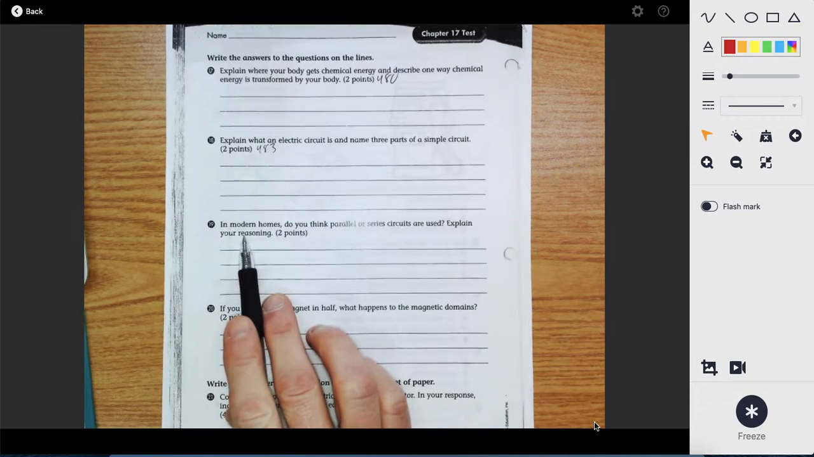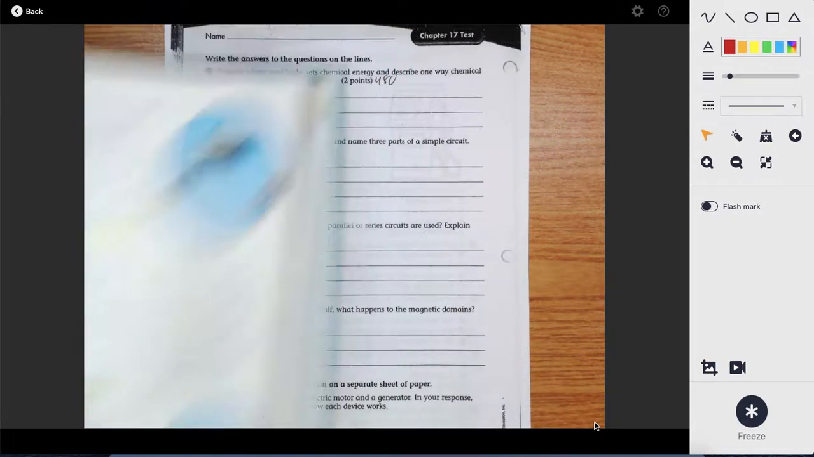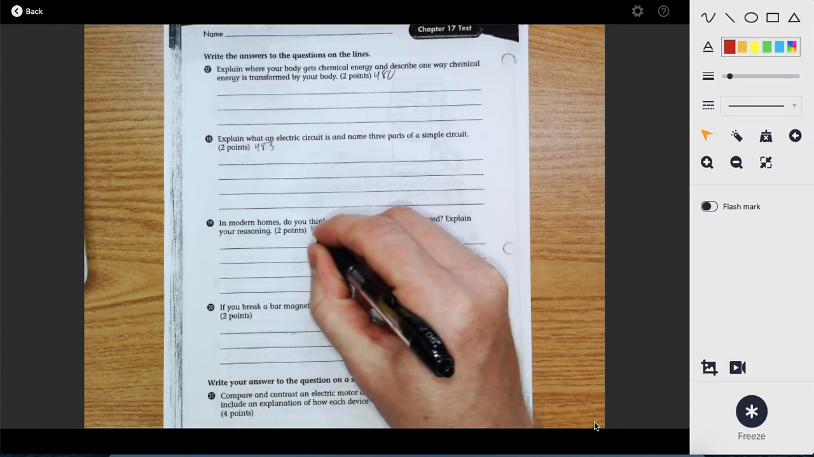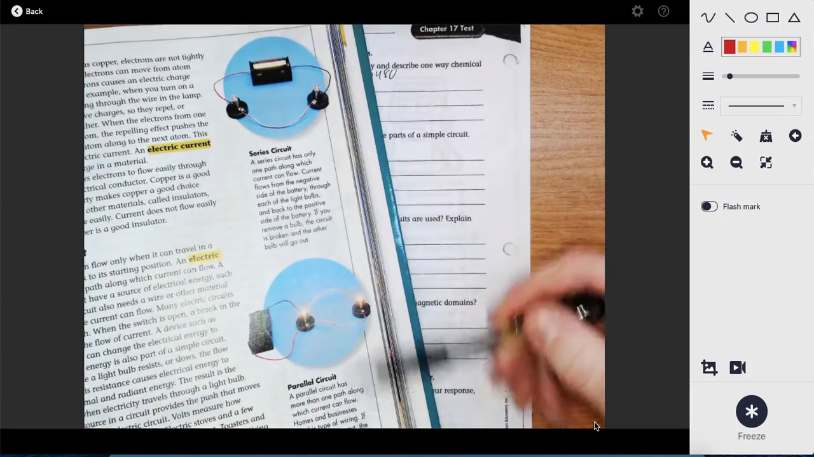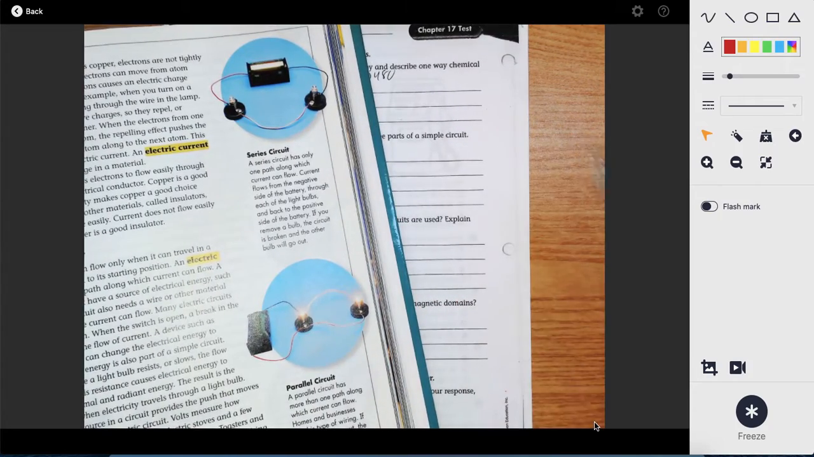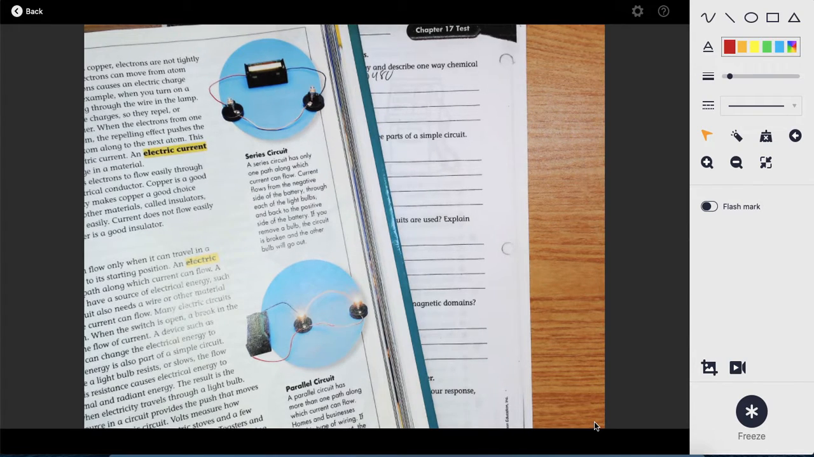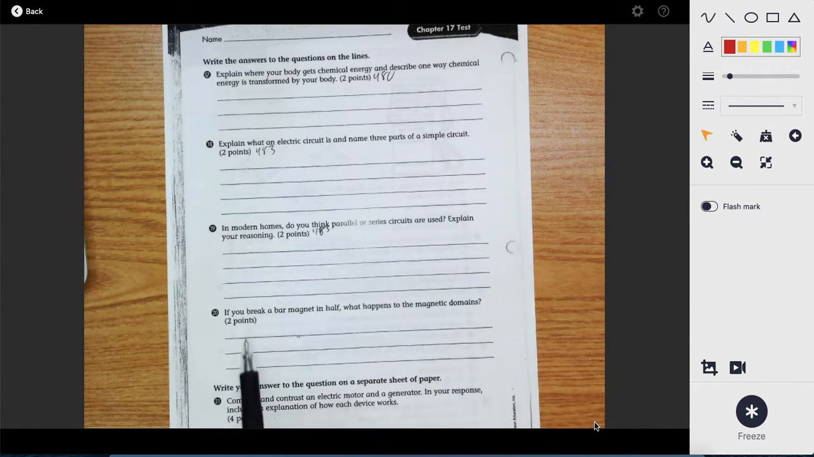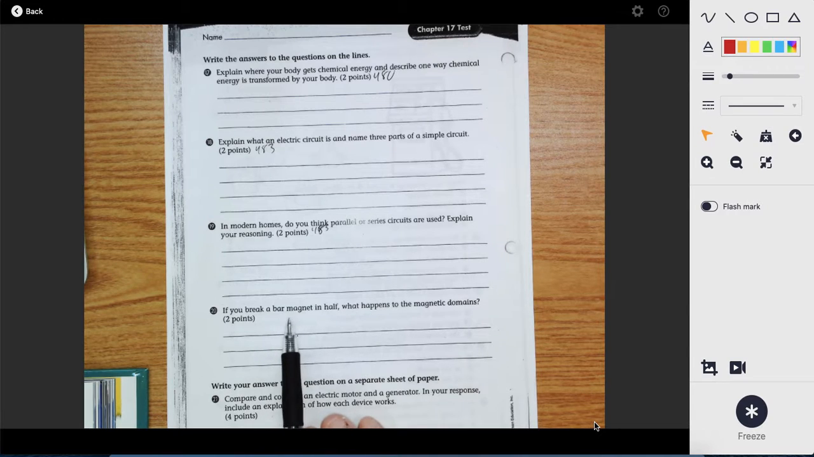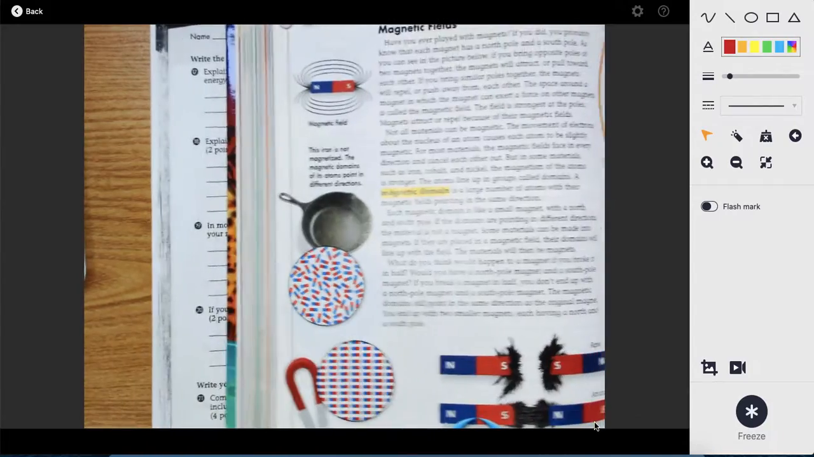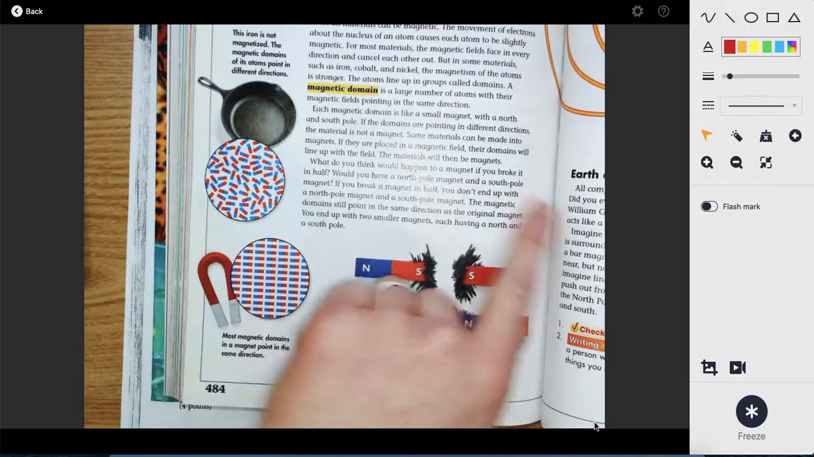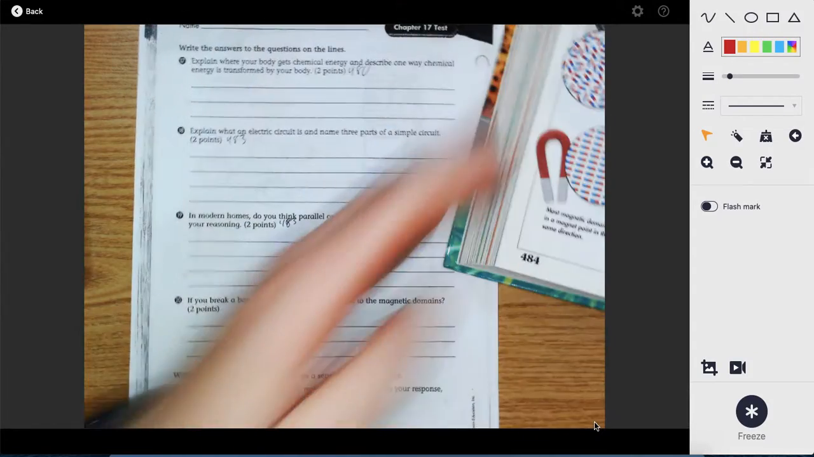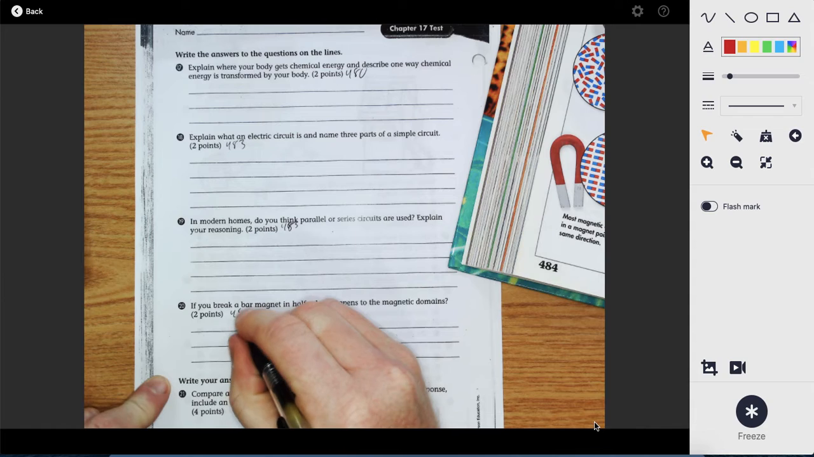Number 19 is on the same exact page that I was just on, page 483. It says think about what you want in your house, a parallel or a series circuit. So guys, we describe it here, and then we pounded that into our head, which ones of those we want in our house and the reason why. Number 20 says if you break a bar magnet in half, what happens to the magnetic domains? That's the next page, guys. That's page 484. At the bottom, you have the picture of it. In the paragraph above it, you have the description of it for what you want. So this one will be found on page 484.